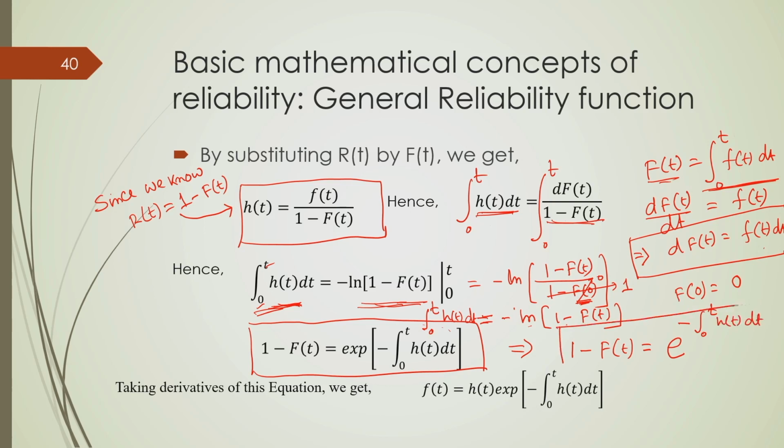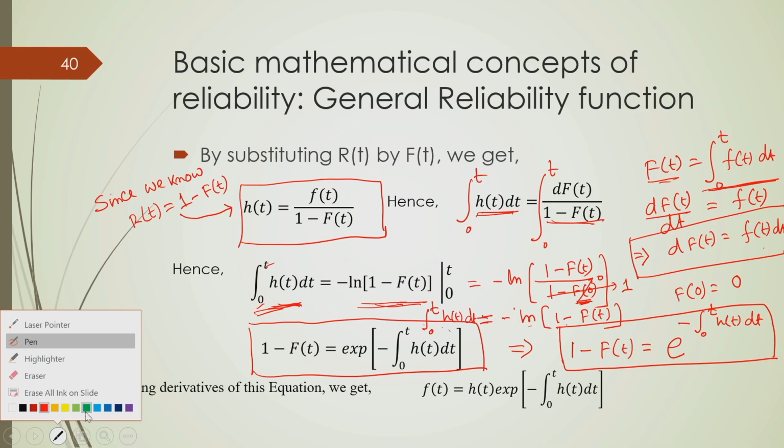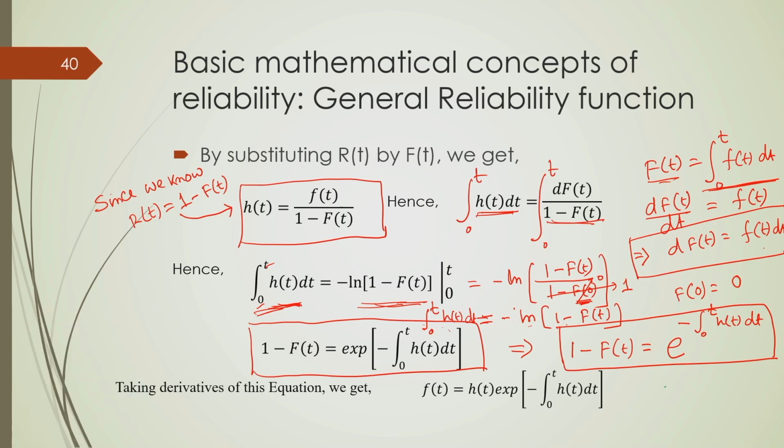So, this is the equation we got, and from this we can also get the relationship of R(t). Since 1 minus F(t) is nothing but R(t), we can directly write R(t) as e to the power minus the integral from 0 to t of h(t) dt. So, we get the failure function as a function of the hazard rate, and we also get the reliability function as a function of the hazard rate.